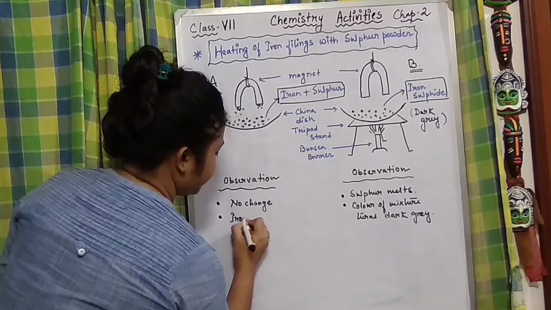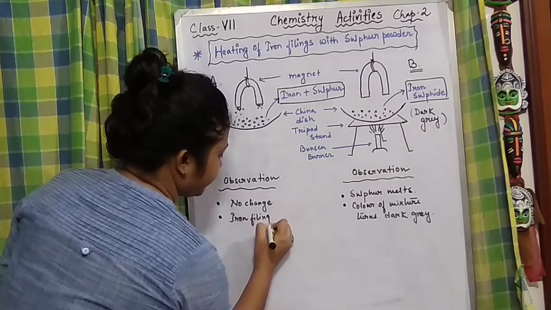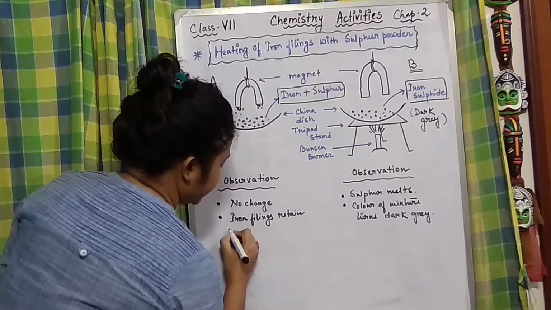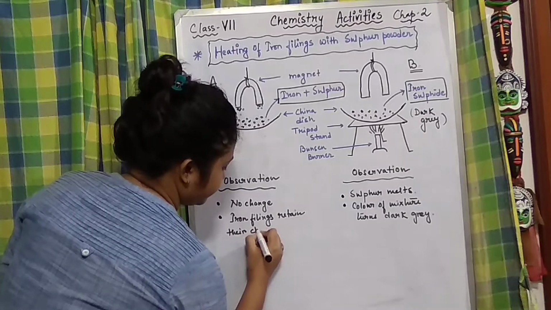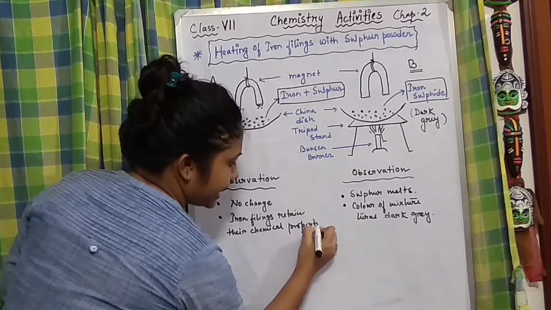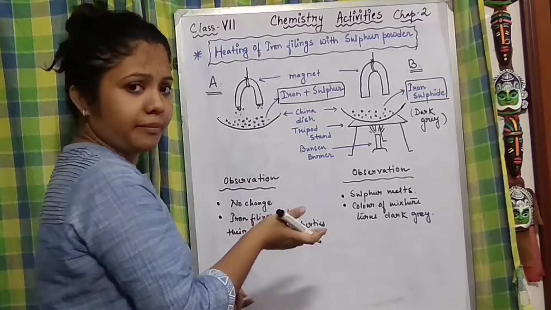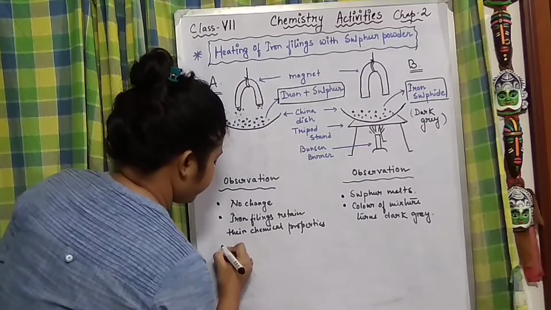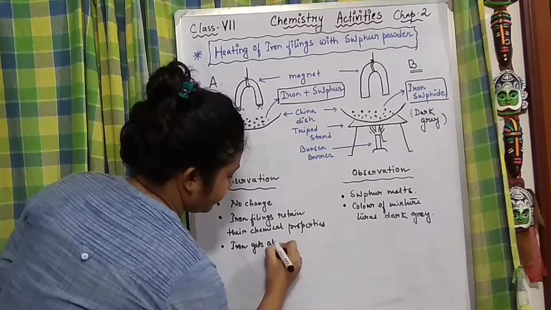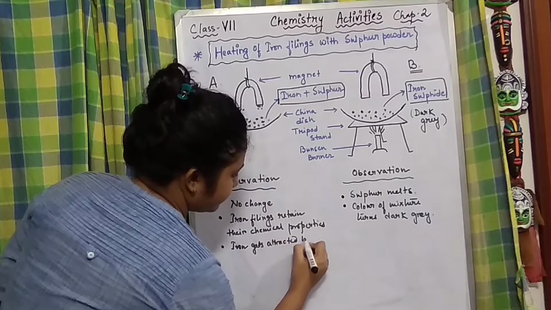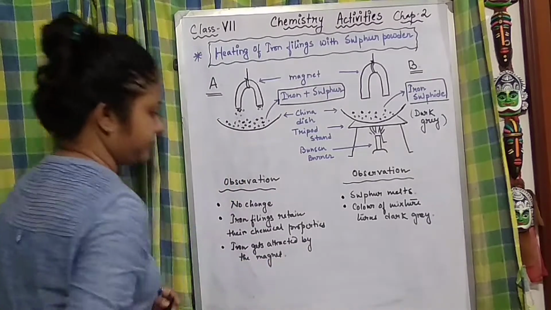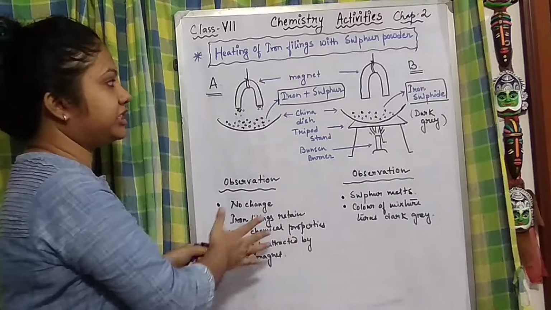Iron filings retain their chemical property, right? Because iron gets attracted by the magnet, we all know that. Iron gets attracted by the magnet. Alright? So these are the observations from set A.